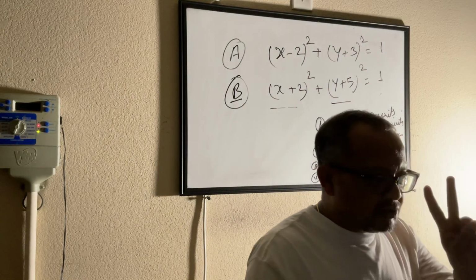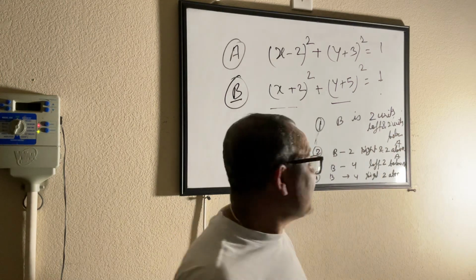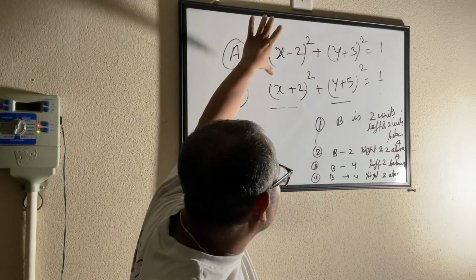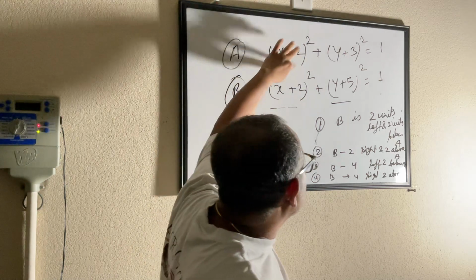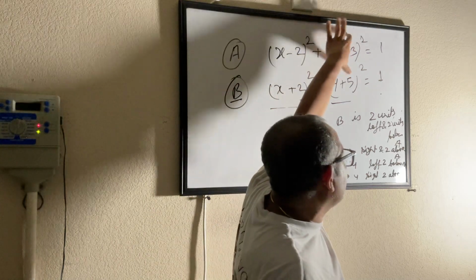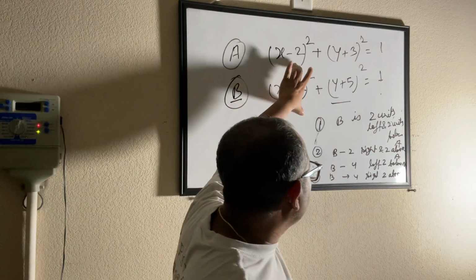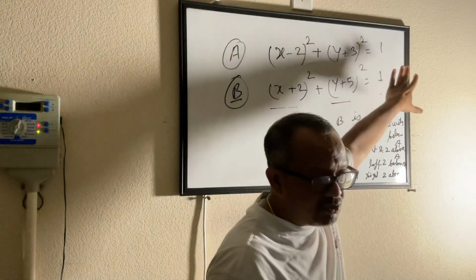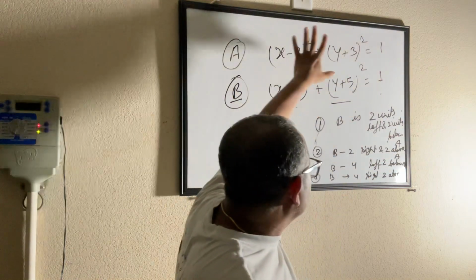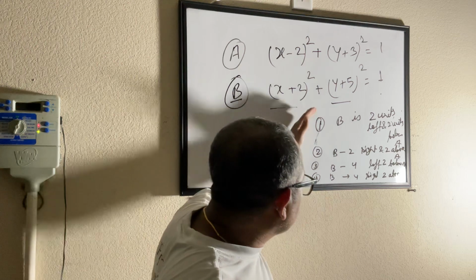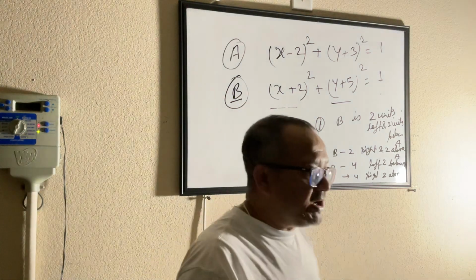Yeah. There are two circles in the xy plane. Circle A is this, circle B is this. Circle A's equation is (x minus 2) square plus (y plus 3) square equal to 1. And circle B's equation is (x plus 2) square plus (y plus 5) square equal to 1. Based on these two equations, there are 4 options given and it says find out which of the 4 options are correct about circle B and A.